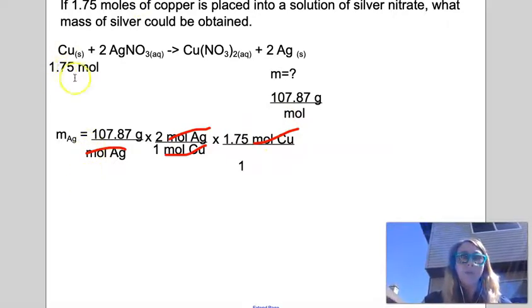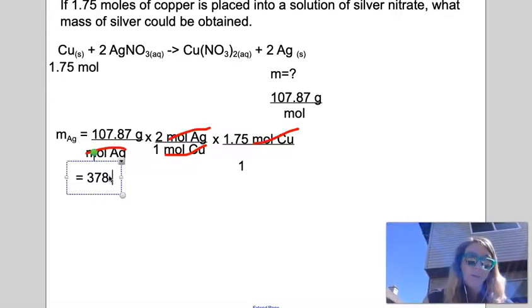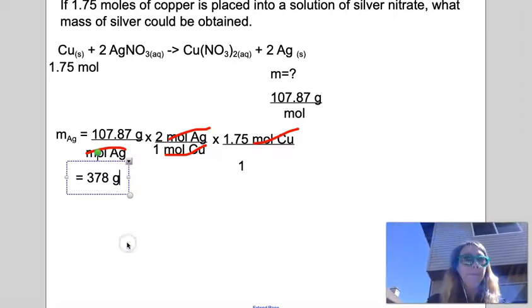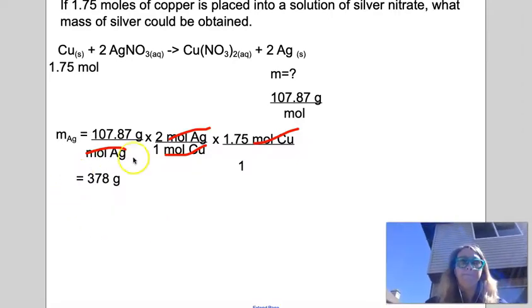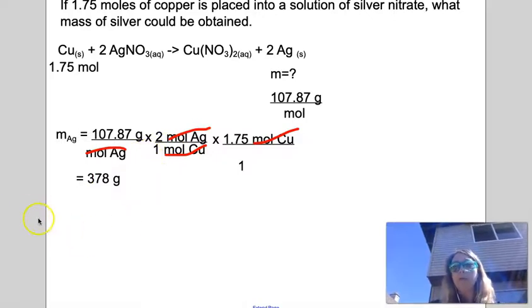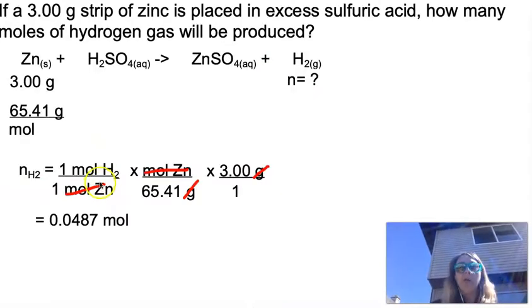Okay, so significant digits, we had 3 in this over here. So we are going to get 378 grams of silver, okay? So this one looked different than the last one, right? Even though we had moles for one thing and grams for the other, it looks different because we were looking for different things, right? This time we were looking for mass, which is why we started with that molar mass, because it had grams. In the last question, we were looking for moles, which is why we started with a ratio, because it had the moles of hydrogen.